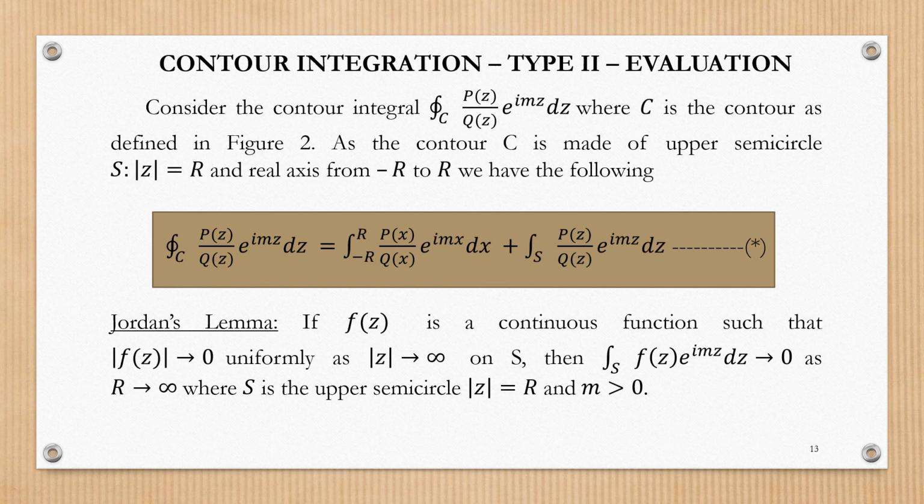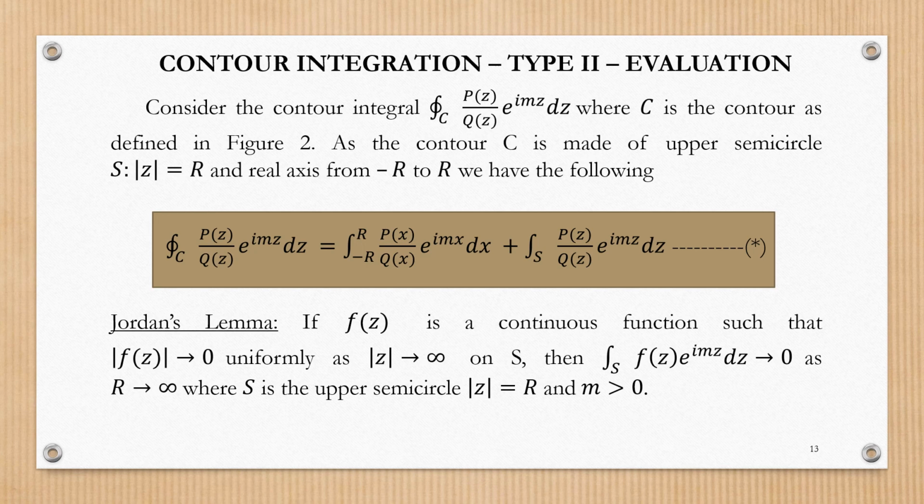We consider integral over c of p of z by q of z dz in the case of type 1. Here, the integrand consists of a sin mx or a cos mx. And therefore, what we do is the contour integral will consist in the integrand e power imz. If the original problem has a cos mx or a sin mx, we consider e power imz and write our equation star. Now the second integral on the right hand side of equation star becomes 0 as r tends to infinity because of the Jordan's lemma.